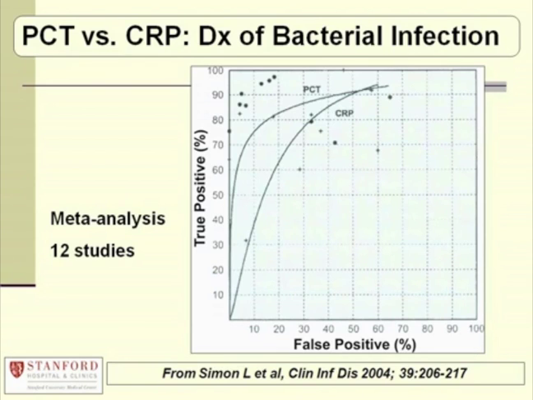Tests that perform well are up in the upper left-hand corner. They have very high sensitivity. They pick up everybody who has the disease, and they don't call anyone who doesn't have the disease positive. I'm kind of surprised that PCT didn't do better than CRP, but obviously there were some studies that showed probably CRP doing better than PCT.